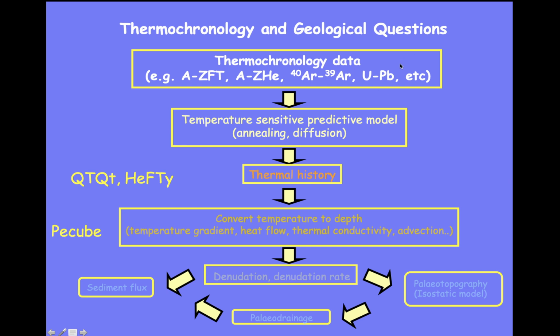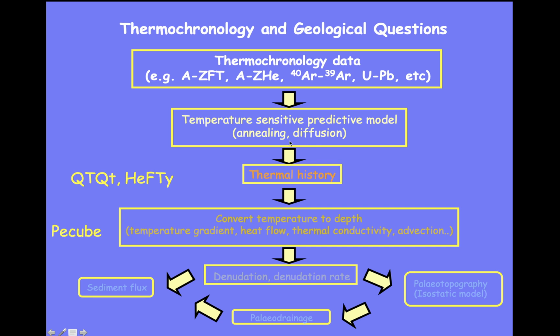Try and understand if there are problems in the data or not. But once we've done that and we want to get into trying to model something, we need to have some kind of temperature sensitive predictive model, which in our case here is either some kind of annealing model or some kind of diffusion model or something for vitrinite reflectance, for example. It's a mathematical model that lets us predict what we'd expect to measure, for example, for a given thermal history. Okay? And clearly, to use those models, we need to specify a thermal history.